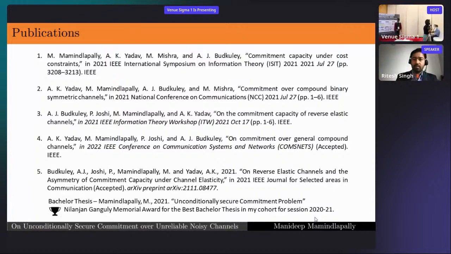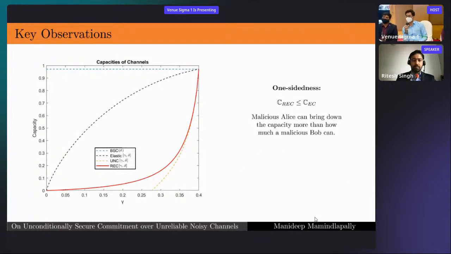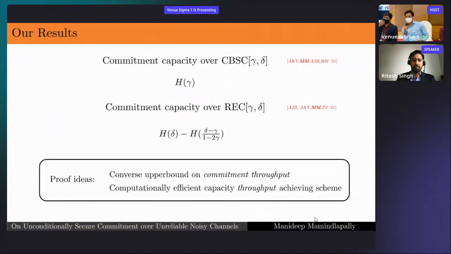If there is any question. Yeah, so can you go back to the slide? So you're showing that commitment capacity results, right? Even before this. Here, yeah, the one. So for the elastic channel, no. So I'm surprised that the commitment capacity only depends on gamma. Any intuition as to why that happens?